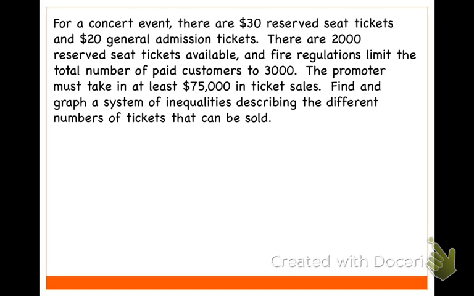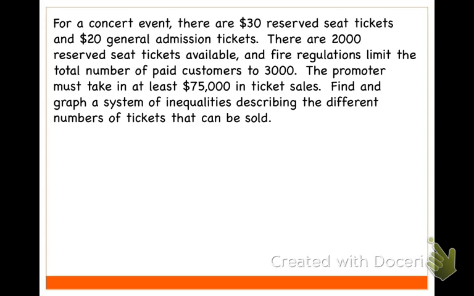So here we have our concert event. There are $30 for reserve seat tickets, $20 for general admission tickets. 2,000 reserve seat tickets are available, and fire regulations limit the total number of paid customers to 3,000. The promoter must take in at least $75,000 in ticket sales. And so we want to find and graph a system of inequalities.